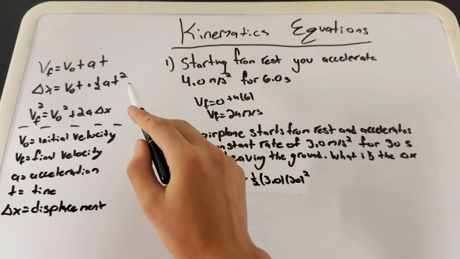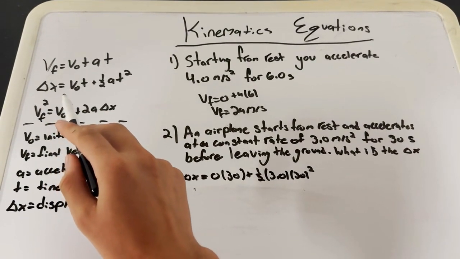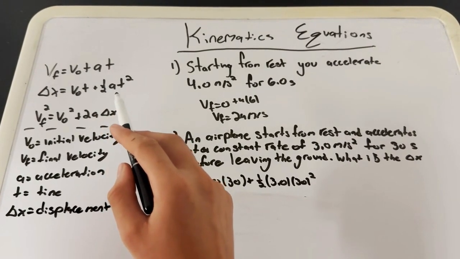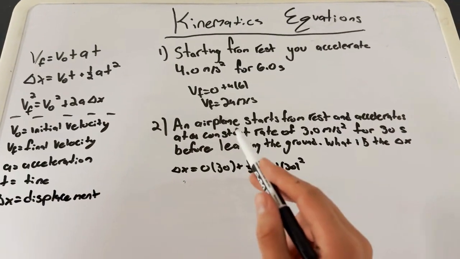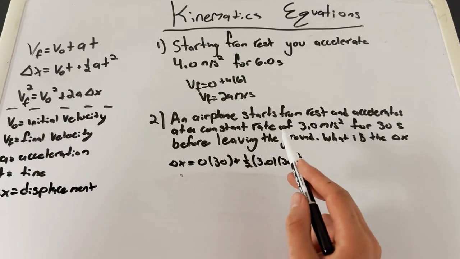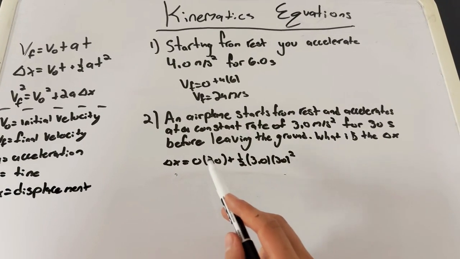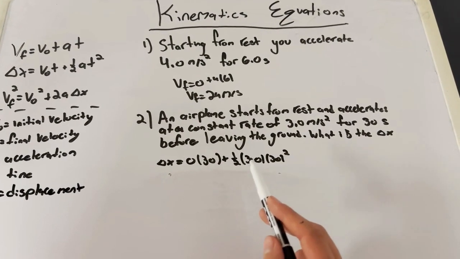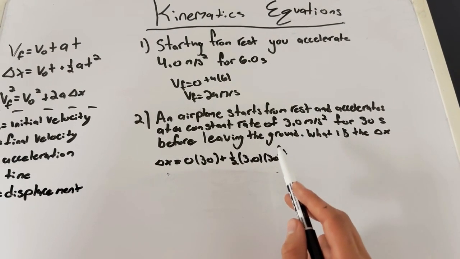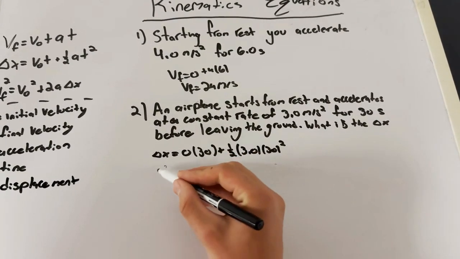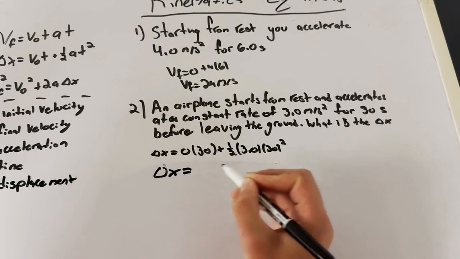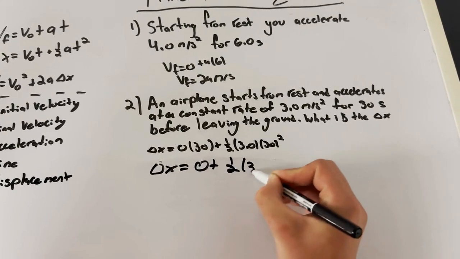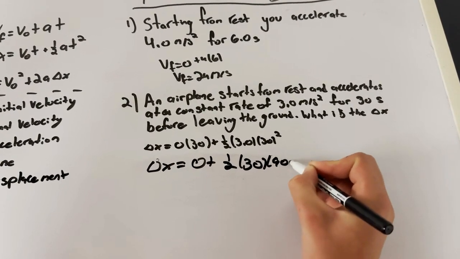In the second equation, it shows that the displacement can be found by multiplying the initial velocity by time, and then adding that to half the acceleration times time squared. So in this problem here, the airplane is starting from rest, so the initial velocity is 0. You multiply that by 30 seconds, then you add half of 3.0, which is the acceleration, times 30 again, squared. So here, it would be delta x equals 0 plus 1/2 times 30 times 900.